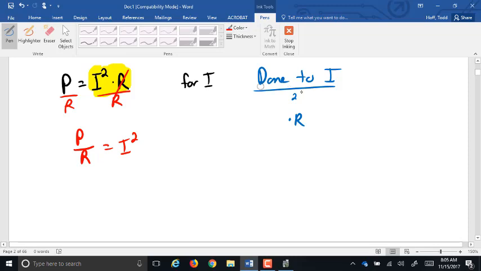And the last step is to square root it. Make sure you put the square root over the whole thing. Square root of P over R. The square root and the squared cancel out. That's just I.